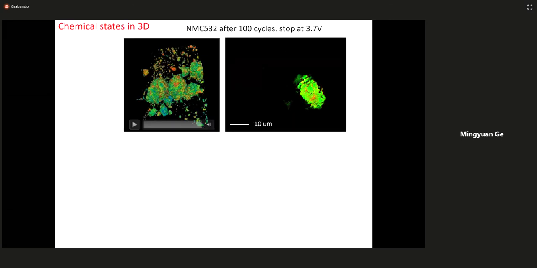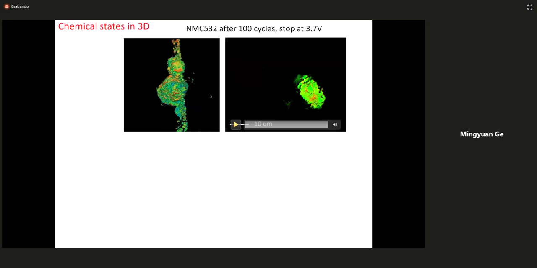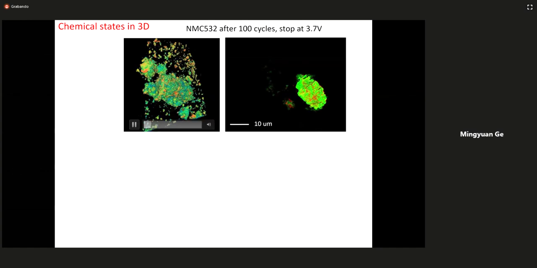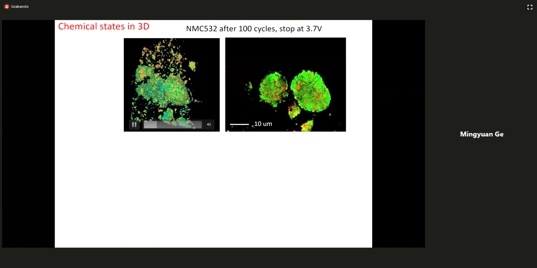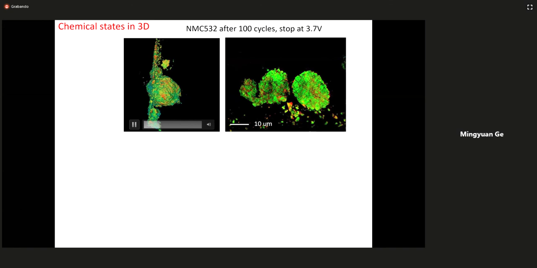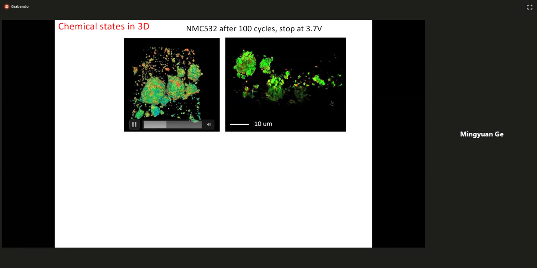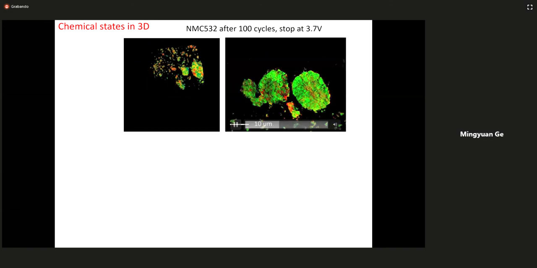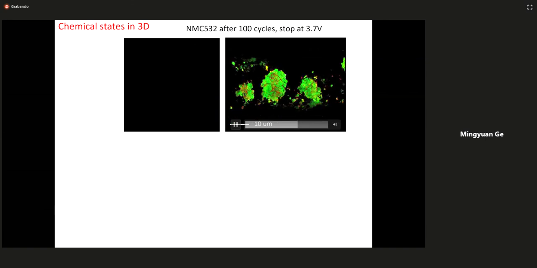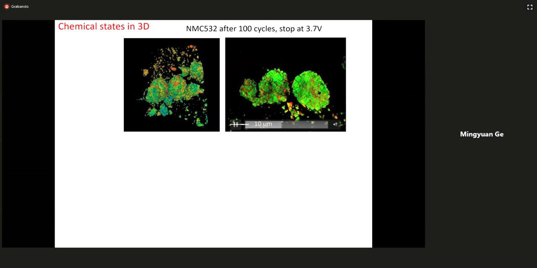There is an additional test: the electrode on the substrate, showing the 3D volume and also the cracks inside. It is very clear to see the individual particles, individual cracks, and the distribution of different oxidation states of your nickel.